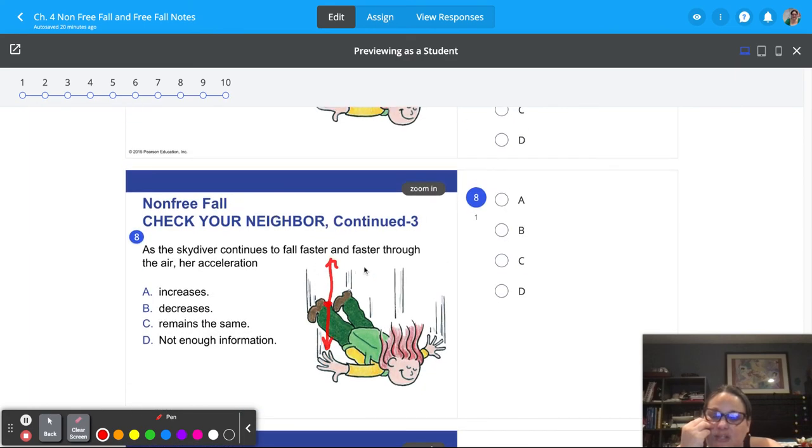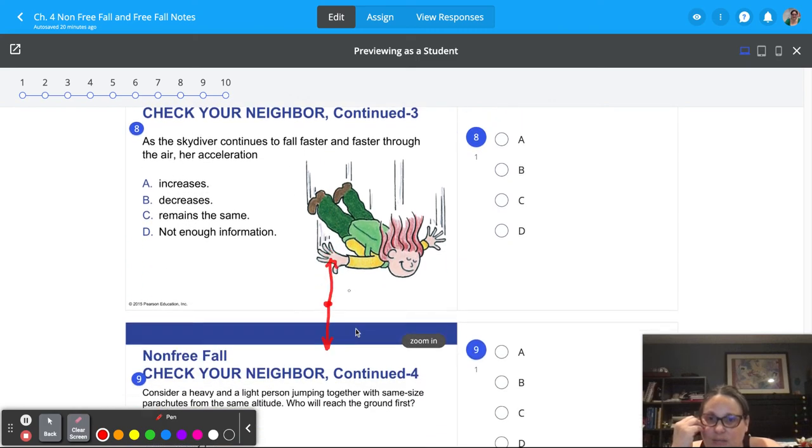And then the acceleration. The acceleration goes the same direction as net force. As the net force decreases, so does the acceleration. When the net force reaches 0, so does the acceleration.